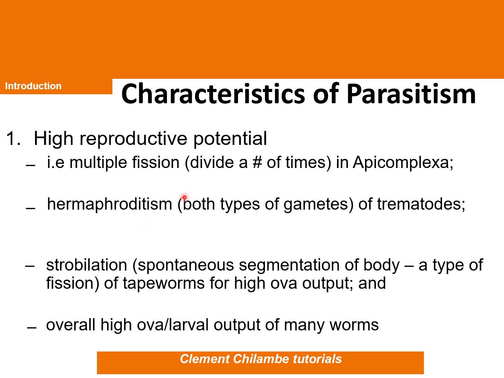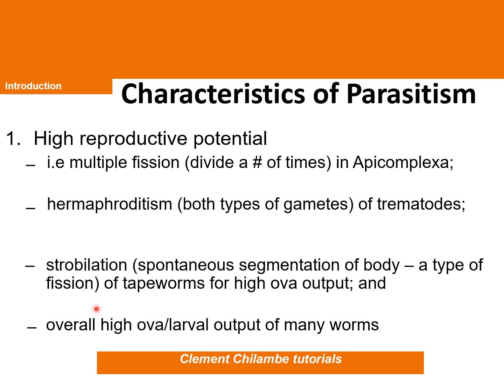So this means that they divide a number of times. An example is in Apicomplexa. Okay, and then we have an example of hermaphroditism, where this actually happens in trematodes. Both types of gametes. We have the high reproductive potential, and strobulation.